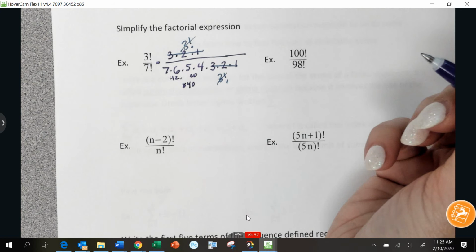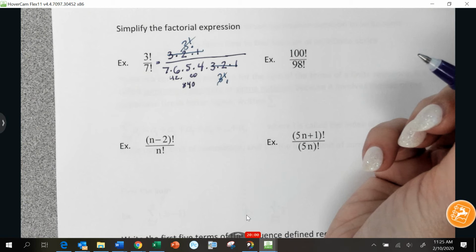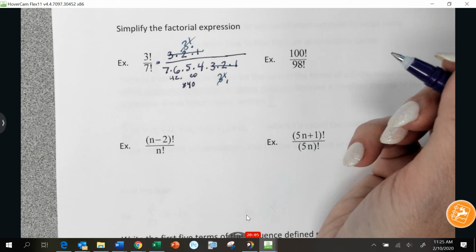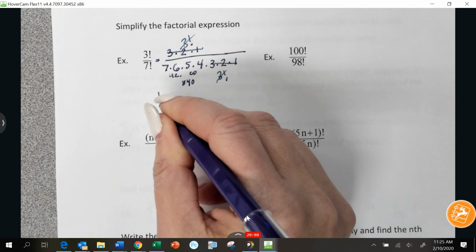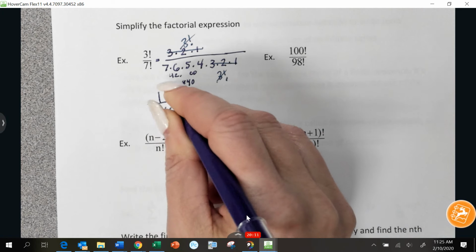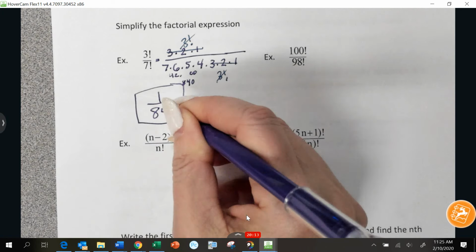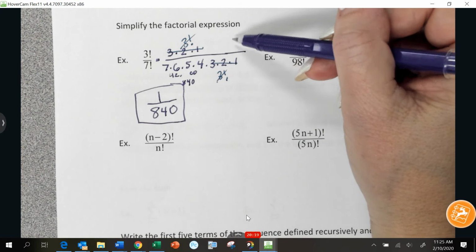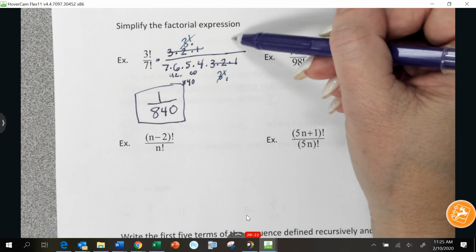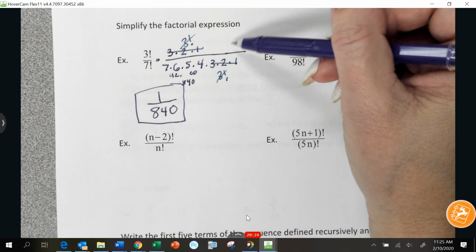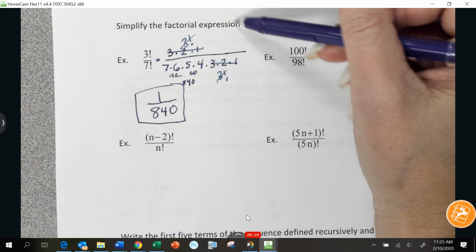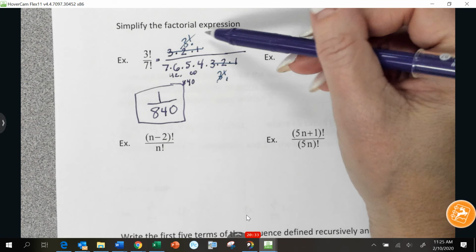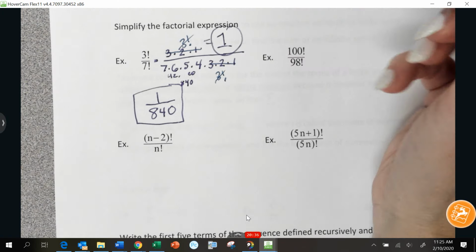What's my answer? Was that Gavin? Okay. Gavin, say it again. 1 over 840. Yes. Make sure you don't write 840. Because on top, we canceled everything out, but there still is a 1 there that stays there and holds that numerator place. So when we're canceling values of 1, 3 over 3 is 1, 2 over 2 is 1, 1 over 1 is 1. So this is still a 1 on top.